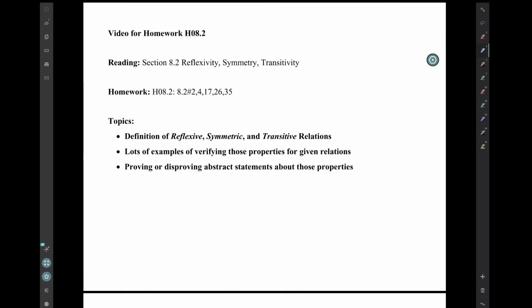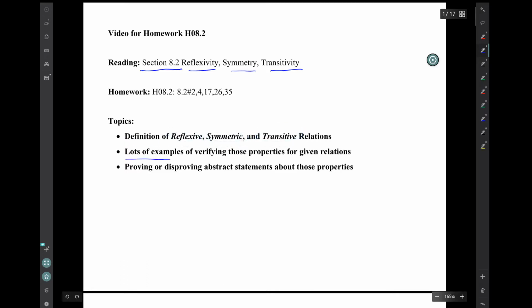Hi, I'm Mark Barsamian. In this video, I'll be discussing properties of relations on sets. This material is from section 8.2 of the book, titled Reflexivity, Symmetry, and Transitivity. We'll be discussing the definition of reflexive relations, symmetric relations, and transitive relations.